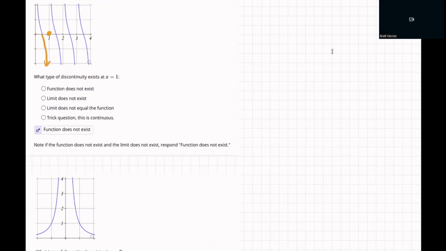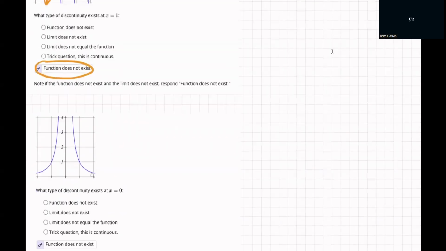Well, the graph's going down on this side, up on this side. Now, discontinuity means it doesn't continue. You've got to pick up your pen, right? So if you're drawing this way, all of a sudden you've got to pick up your pen to keep going. So right at 1, you've got to pick up your pen. Why? Is it because the function doesn't exist? Yeah, that's exactly what it is. The function doesn't even have a value at 1, right? So there we go.